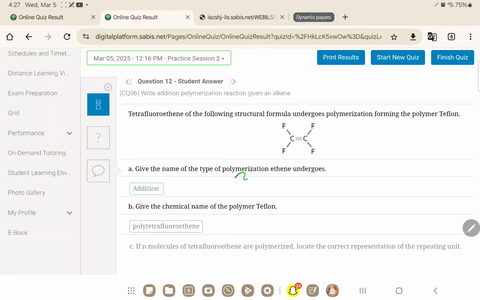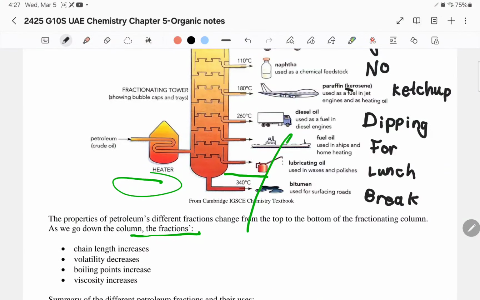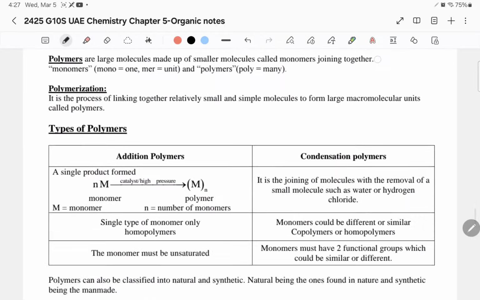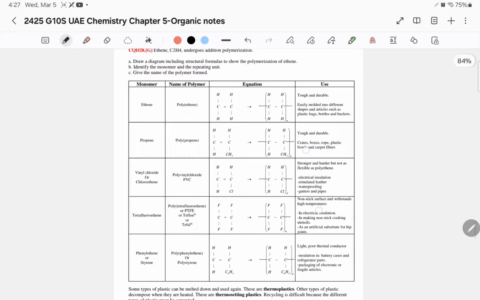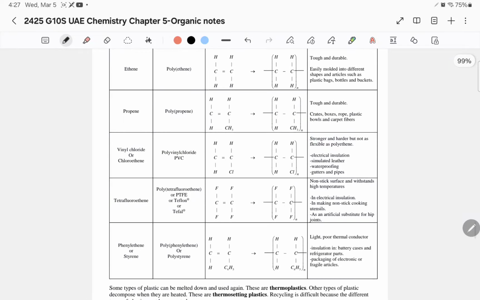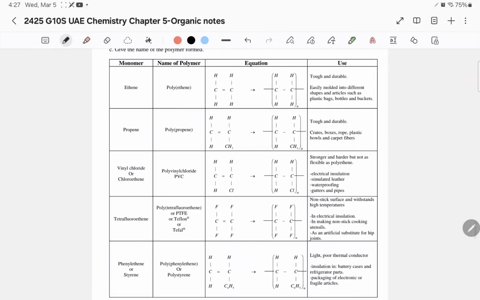Name the type of polymerization that the ethene undergoes. Whenever we have an ethene, it's always addition. Now, give the name of the polymer Teflon. You're going to say, okay, where do we get this from? It's polytetrafluoroethene. You can get it all the way from this table that we have to amazingly memorize. Produce your own way to memorize it. Do what you please, but it has to be memorized. And this part also, the uses.